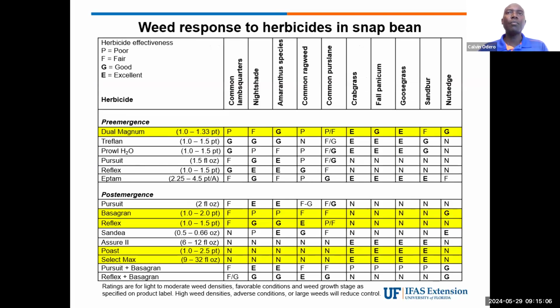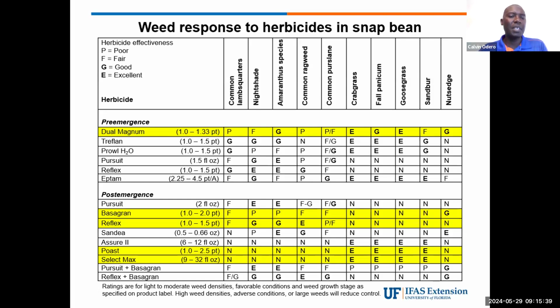So this is a chart that shows different herbicides that can be used for snap beans, and each has different efficacy depending on the weed species. So for pre-emergence herbicides, I know in our area people typically use Dual Magnum, which is S-metolachlor, which is generally good mostly for grass control, but can have some fair to good activity on a few broadleaf weeds.